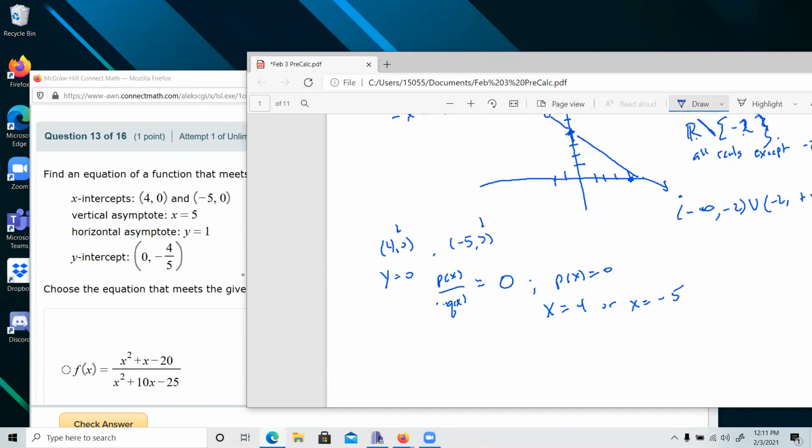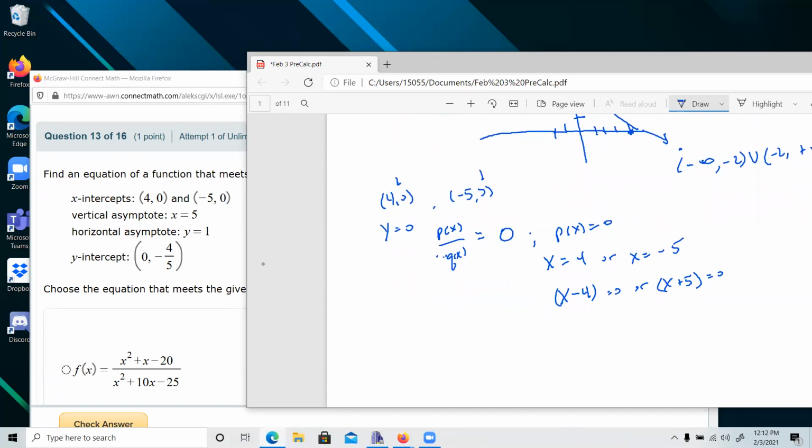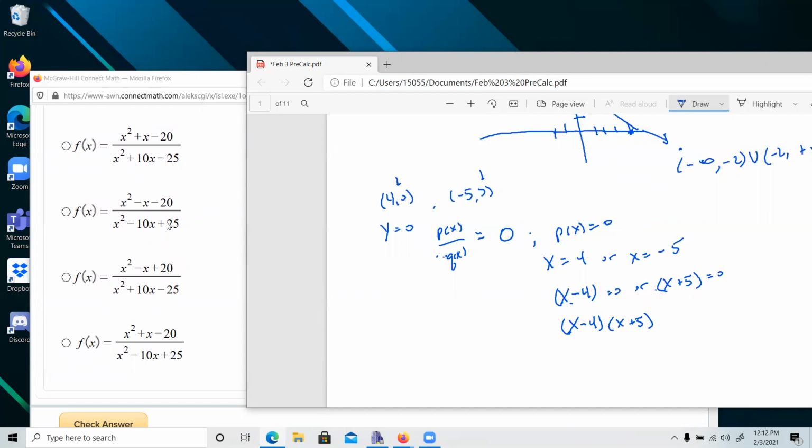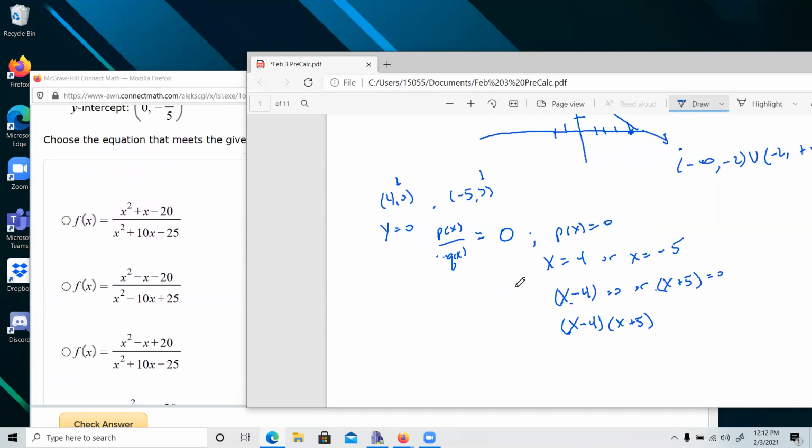We can recombine this and say x minus 4 equals 0 or x plus 5 equals 0. We're just swinging this over to the other side. When I put this all together as one function, it's a quadratic because we had 2 of them: x minus 4 and x plus 5. Normally I would say don't worry about multiplying these out, but I'm looking at my answers and they are all multiplied out. So let's say that's x squared plus x minus 20.